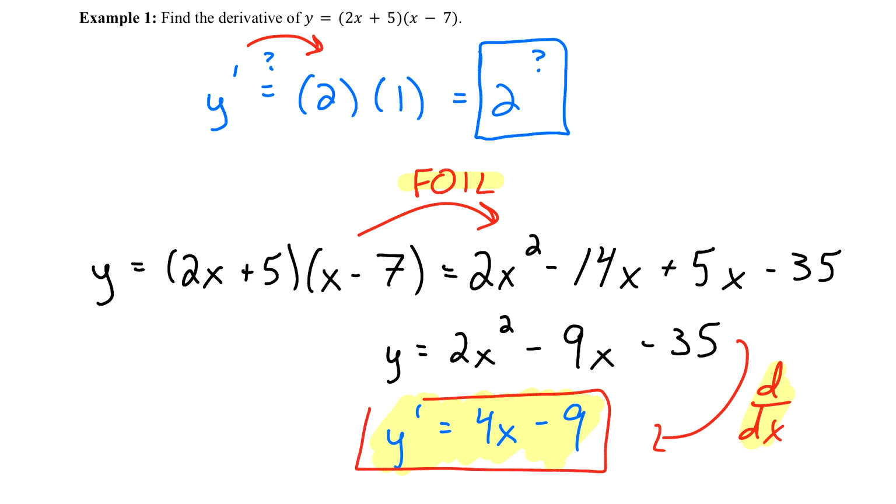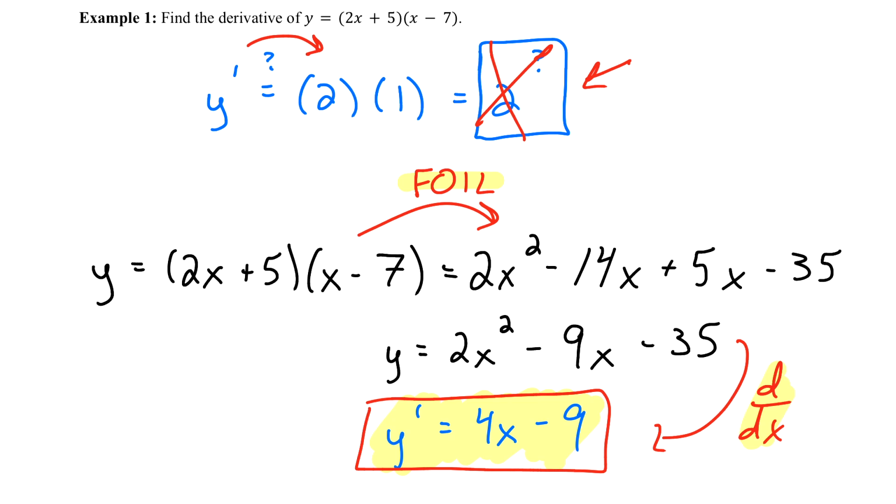Down here we got 4x minus 9. Up here we got 2. So in this case, it doesn't work the way that we want it to. The derivative does not, quote, distribute over multiplication or division for that matter. So we're going to have to come up with some other derivative rules that will help us deal with some of these cases.